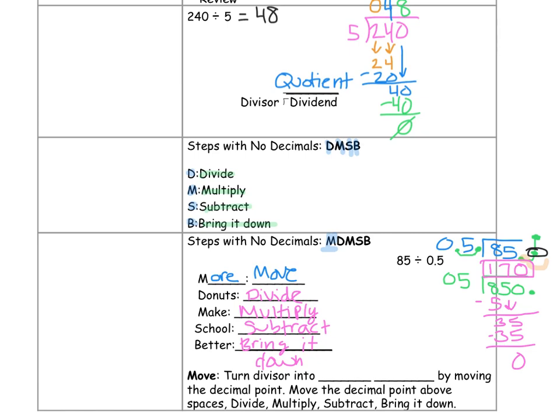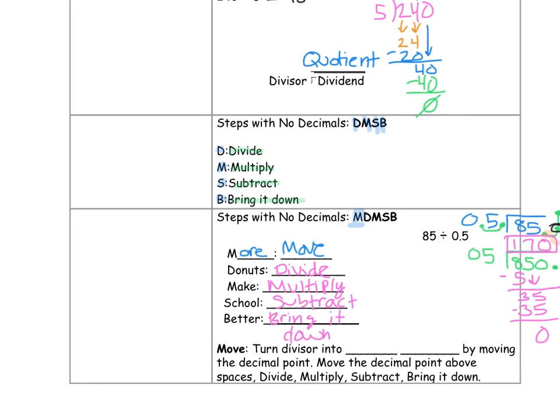So when we have a decimal, all we have to do is turn the divisor into a whole number by moving the decimal point. This way, we move the decimal point, then we divide, multiply, subtract, and then bring it down.